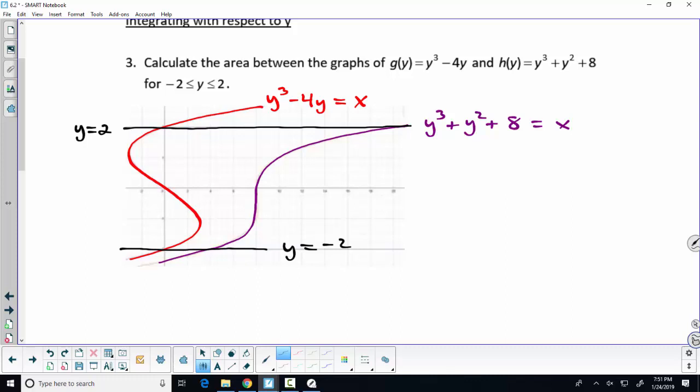So really, when you start seeing these problems here in 6.3 and 6.4, think about your rectangles. Which direction are your rectangles running? If I wanted my rectangles to run up and down, top to bottom, with respect to x, then I've got an issue here because I've got this curve in terms of y, and then this curve in terms of y. So if I want my rectangles like this, I have to solve both of those curves for x, which would be a very, very difficult thing to do.